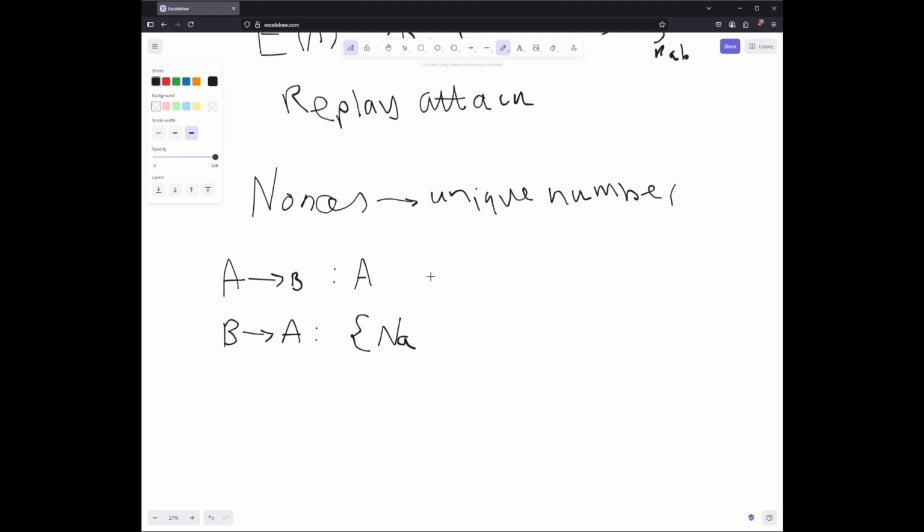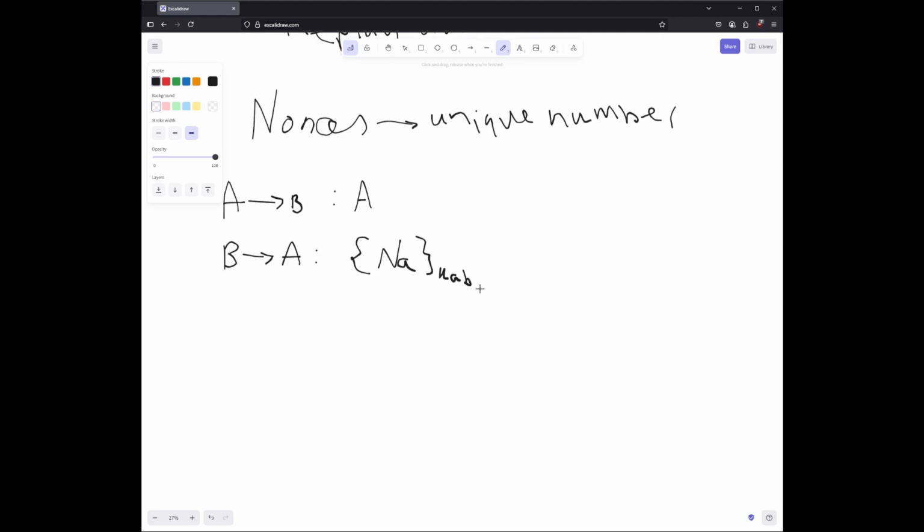This is what a nonce looks like. This is a nonce that's being sent to A, and this is encrypted through a session key that's from symmetric encryption.